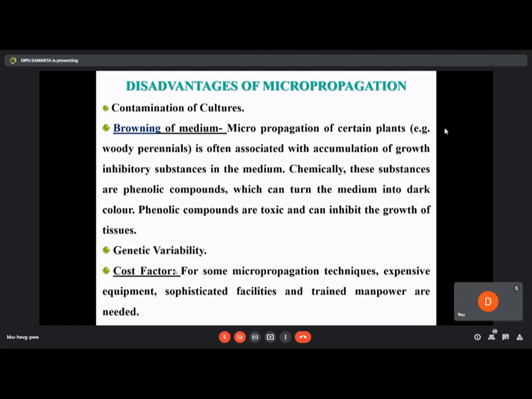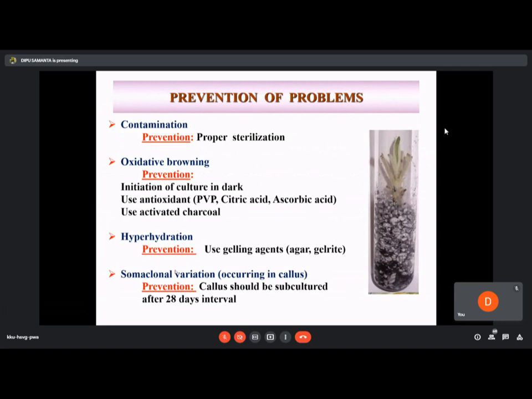One thing I have mentioned is that browning of media is problematic in the case of some woody plants, where some phenolic compounds are secreted during culture. As there is a problem, there is also a way out. To prevent those problems I have mentioned earlier, for prevention of contamination, we have to maintain proper sterilization methods. For preventing oxidative browning, we can initiate the culture in dark, or we can use some antioxidants like citric acid, ascorbic acid, PVP, or we can use activated charcoal. Activated charcoal absorbs the polyphenolic substances.